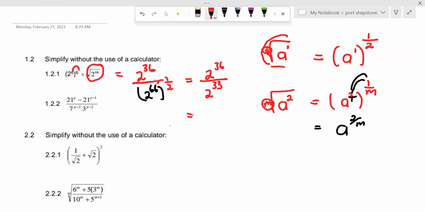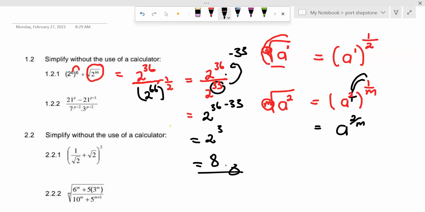Now, if bases are the same, and then we are dividing, we are going to subtract again. So in other words, take the 36 here, which is positive, and then take it up here. Then we're going to have minus 33, which is going to give us 2 to the power of 36 minus 33. It gives us 3. What is 2 to the power of 3? It's 8. Then this is how we will approach this question.